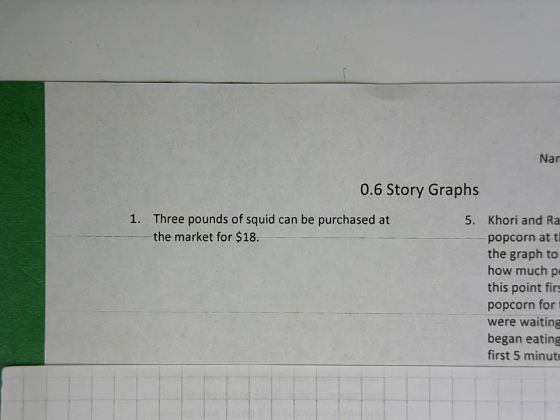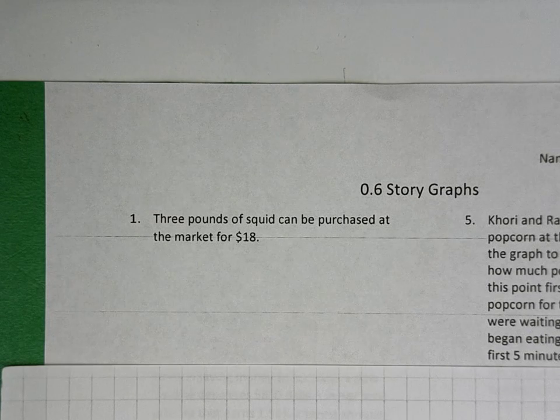Okay, so this first one here is 3 pounds of squid can be purchased at the market for $18. And so the first thing we want to ask ourselves is, what are our independent and our dependent quantities? Remembering that our independent would be the quantity that controls the change of the dependent. As the independent changes, the dependent has to follow suit.